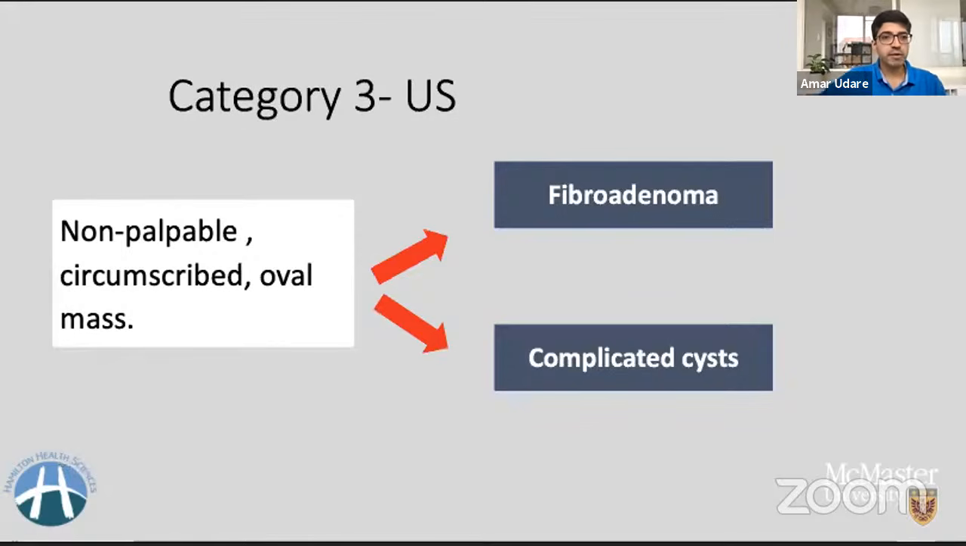So let's talk a little bit about category 3 lesions. Category 3 lesions on ultrasound are typically non-palpable, circumscribed oval or round masses, and usually they turn out to be fibroadenomas and complicated cysts. But as we are aware, less than 2% of these can turn out to be invasive malignancies, or any other lesion with atypia, to be sure, not only invasive, but any lesion with atypia.